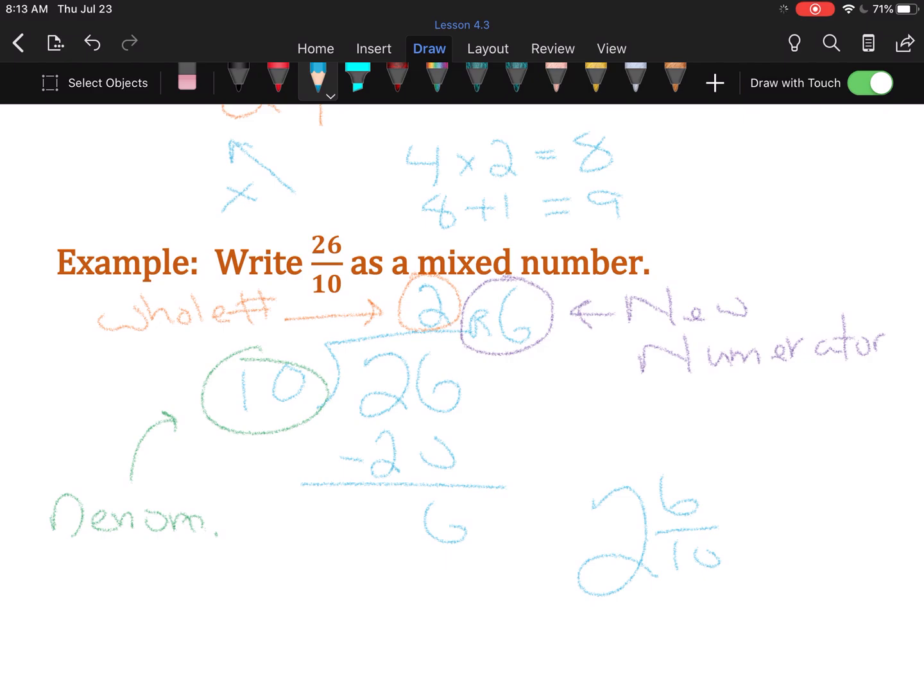Now you're not quite finished. You can't leave that as an answer because 6/10, the fraction part, does simplify. I can divide both 6 and 10 by 2. 6 divided by 2 is 3. 10 divided by 2 is 5. 2 3/5 is the mixed number form of 26/10.